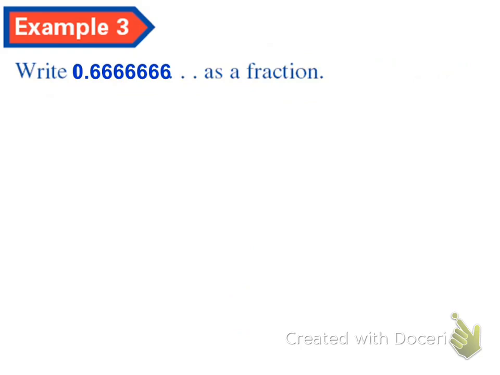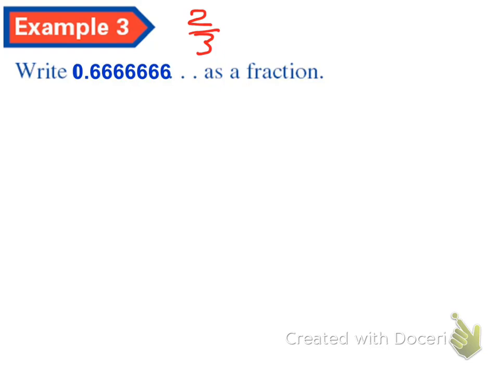Alright, something new. In example 3, we have the repeating decimal 0.666666, and we want to write this as a fraction. Now, you already should know 0.66666 repeating as a fraction is 2/3. I'm going to show you how you can figure that out on ones where you would not know. So keep in mind, we already know that 0.66666 repeating is 2/3, but let's look at how we can find that answer so that we can do this for ones where we are not familiar with.